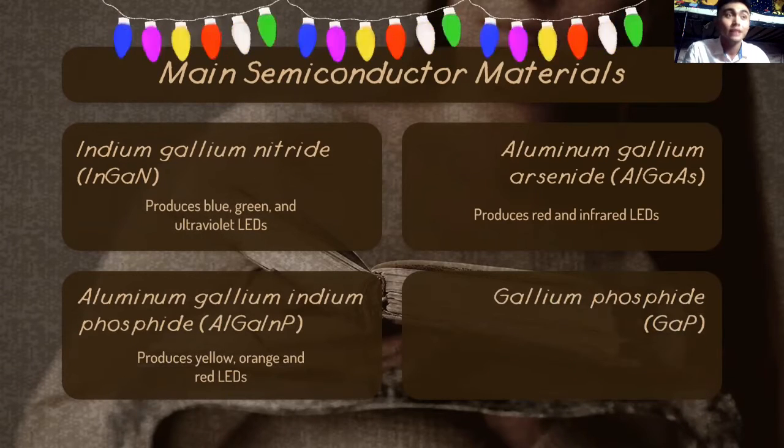First, we have indium gallium nitride that produces blue, green, and ultraviolet LEDs, and aluminum gallium indium phosphide that produces yellow, orange, and red LEDs, and aluminum gallium arsenide that produces red and infrared LEDs. And lastly is gallium phosphide that produces yellow and green LEDs. And I have here the representation of the colors.